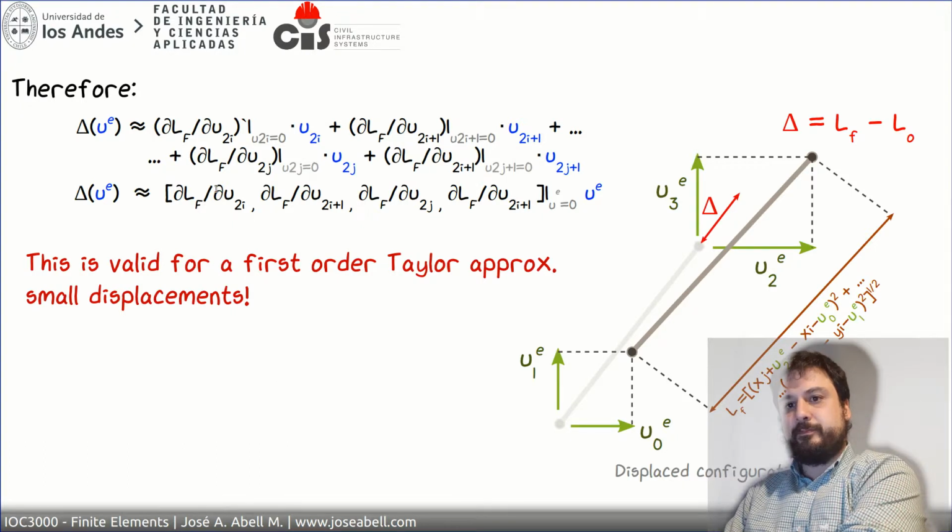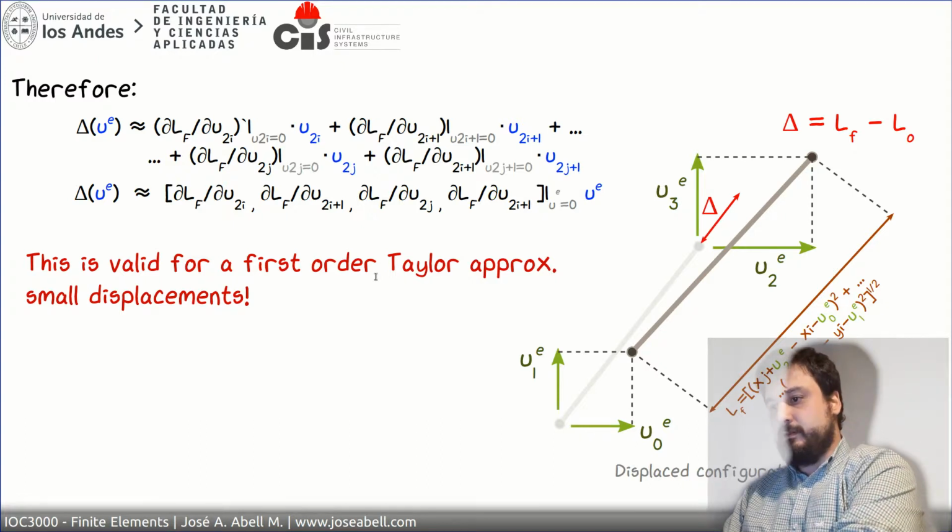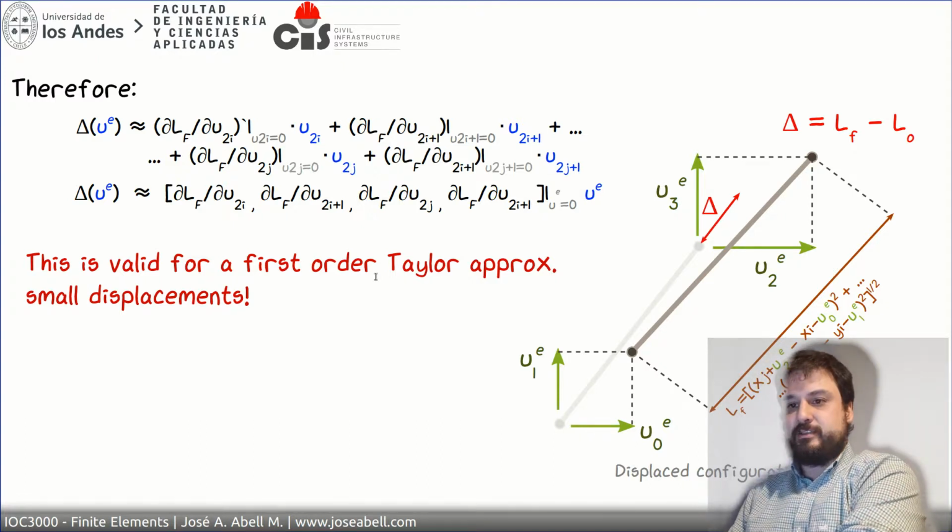So moving onwards, we have approximated the change in length of the bar using just the partial derivatives of the length function with respect to the vector of degrees of freedom multiplied by the vector of degrees of freedom. And this is valid for a first order Taylor approximation, that is, small displacements. Now how small is something you have to figure out for each model, but we're talking small displacements, like a structure should stay still, right? So in general for structural engineering, this is a valid assumption.